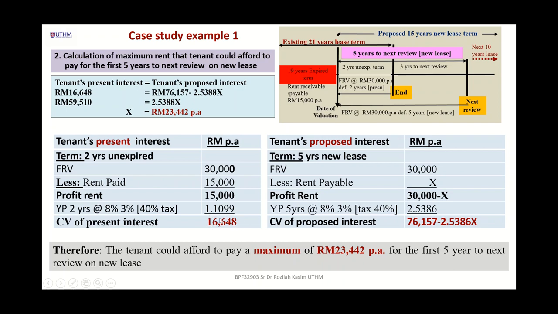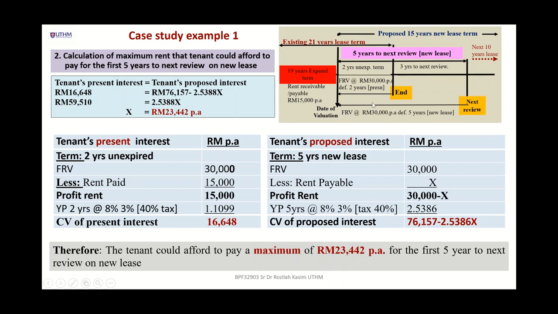So we capitalize this profit rent, so we get the tenant's present interest of the $16,000 in terms of the value. So this is why we get the RM$16,000 of the tenant's present interest. So now you will come on to what is the tenant's proposed interest.